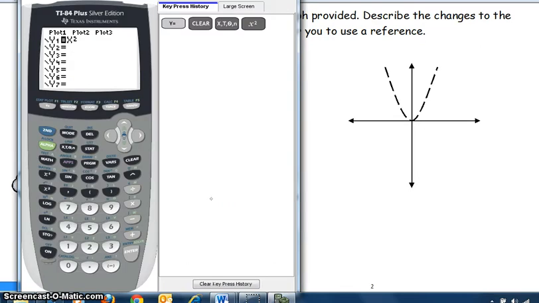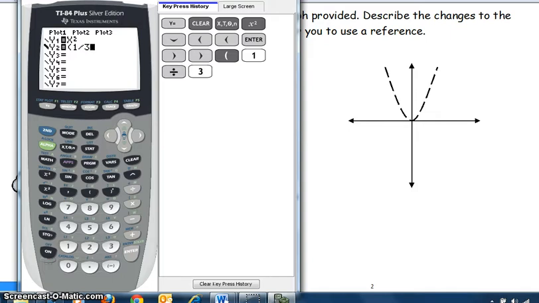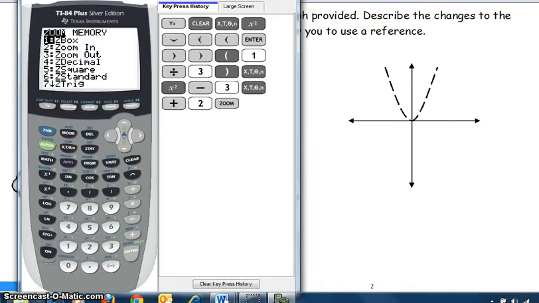I already typed in the parent function y equals x squared, and then in y2, I'm going to arrow in front of my y2. I'm going to hit enter one time so that I can have my new graph as a thick line rather than a thin line, and I'll be able to tell it apart from the parent function. And I'll type in my function 1/3 x squared minus 3x plus 2, and then I'll zoom 6 to see if it will fit on a 10 by 10 grid.